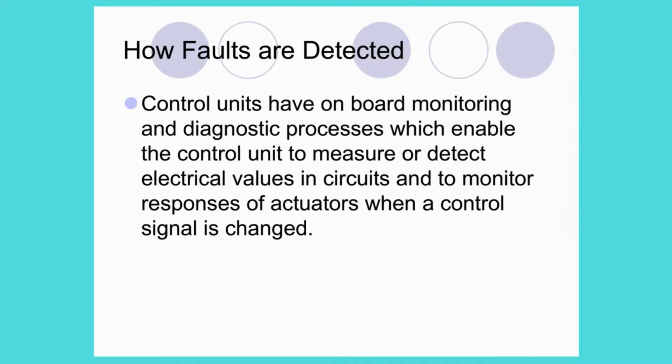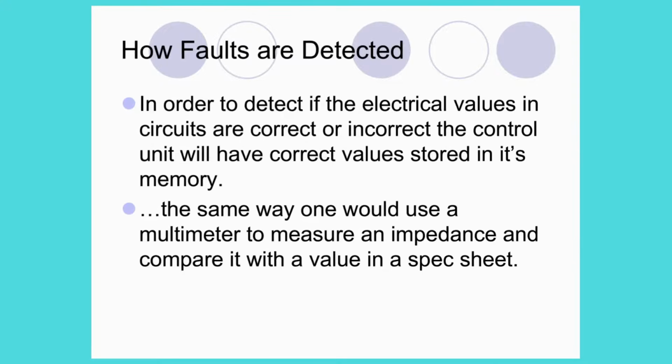Control units have onboard monitoring and diagnostic processes, which enable the control unit to measure or detect electrical values in the circuits and monitor the responses of actuators when a control signal is changed. In order to detect if the electrical values in circuits are correct or incorrect, the control unit will have the correct values stored in its memory. The same way one would use a multimeter to measure an impedance and compare it with the value in a spec sheet.